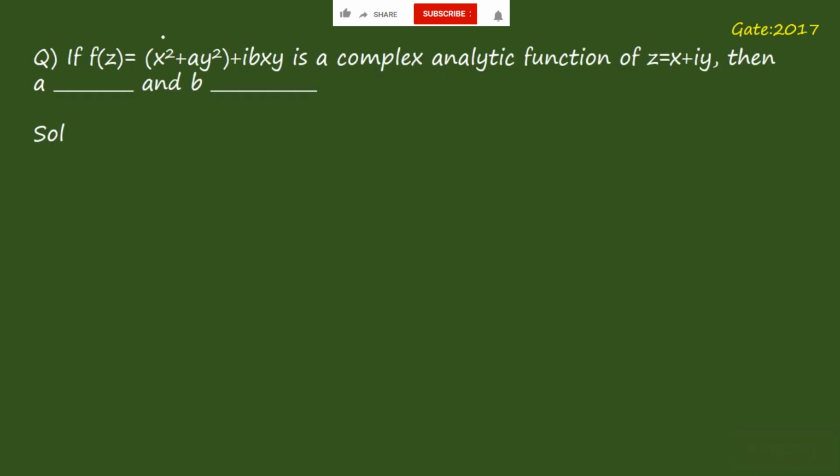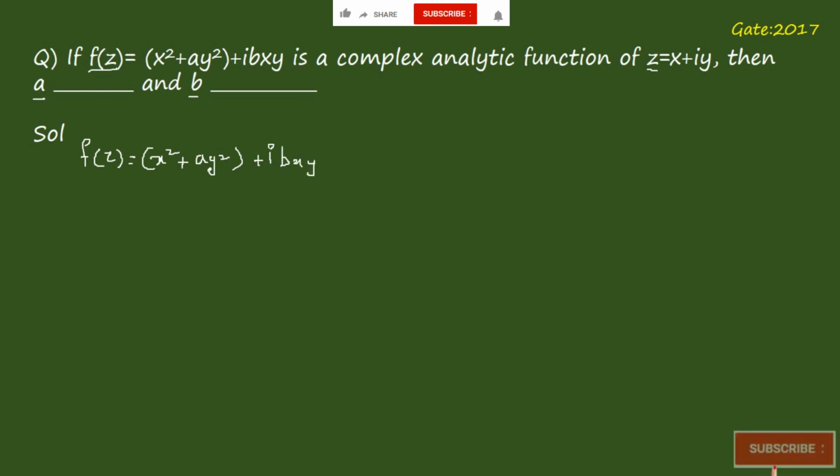Now coming to the next question. The question is, if f of z is equal to x square plus a y square plus i b xy is a complex analytic function of z equal to x plus iy, then a is dash and b is dash. So we have to find the values of a and b. They have given that f of z is analytic, with f of z equal to x square plus a y square plus i b xy, right?